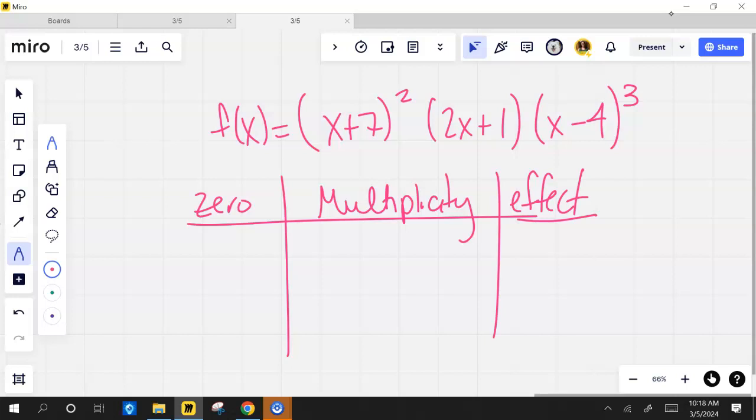But you put it in order. What's the first 0 here? I don't even want you to graph it. I want you to look at the equation. -7. Who said that? Armando or Caleb? -7. What's the multiplicity? How did you know it's -7? This first factor, if you set that equal to 0, right? Multiplicity is 2, so what does that mean? It bounces.